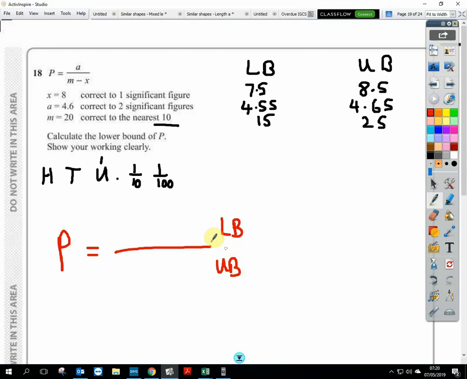So you want the lowest value on the top and you want the highest value in the denominator. So let's have a look then. The smallest value of A to use is 4.65. Sorry, I beg your pardon, 4.55. And then we want the highest number in the denominator. So the gap between M and X has to be as large as possible, and you can create that if you do 25 minus 7.5. Now if you type this into the calculator, the answer is 0.26.